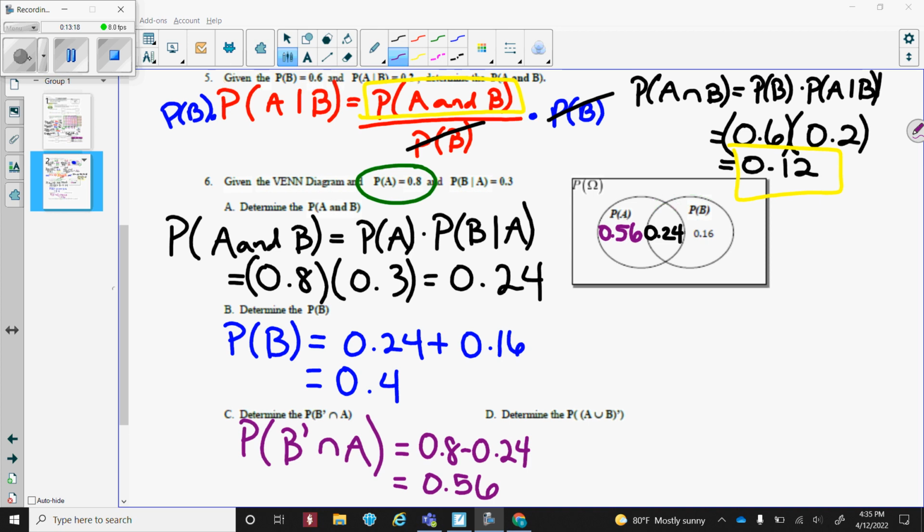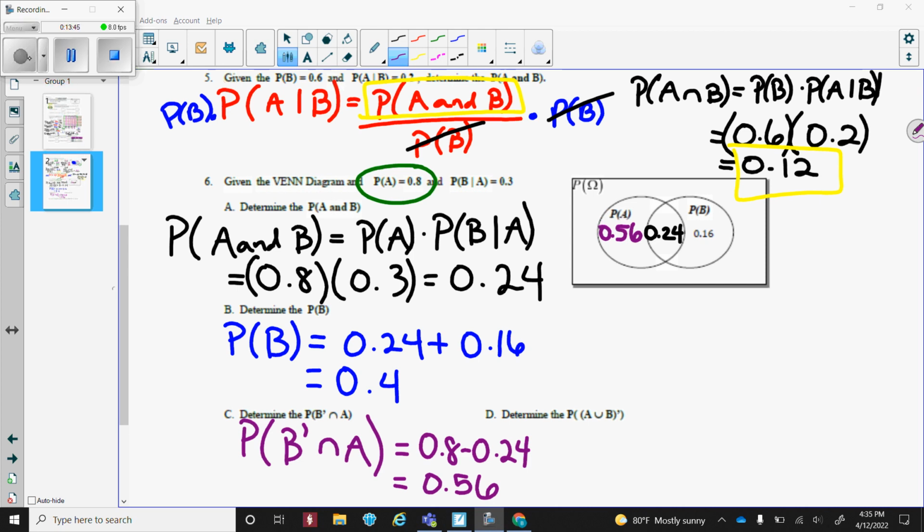On to question D, the last part of this question 6. We're told to find the probability of not A union B. So before that upside down U, that was our AND symbol. But now we have this U symbol, so it can be called union. You'll also hear OR. So it's not A or B.